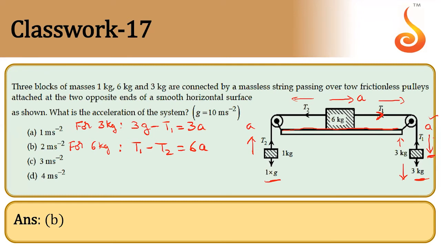Then for 1 kg, T2 is upwards, weight is downwards. T2 must be greater because the net acceleration is upwards. So what do we get? T2 minus g is equal to A. Correct?